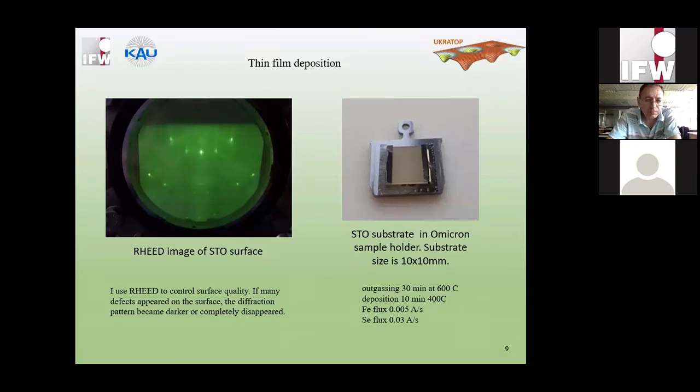For creation of iron selenide films, I use a STO substrate with size 10 by 10 millimeters. Before deposition, I heat the substrate for 30 minutes at a temperature of 600 degrees. During deposition, the temperature of the surface was 400 degrees. Deposition continued 10 minutes. The flux of iron was 0.005 angstrom per second, and the flux of selenium was 0.03 angstrom per second.